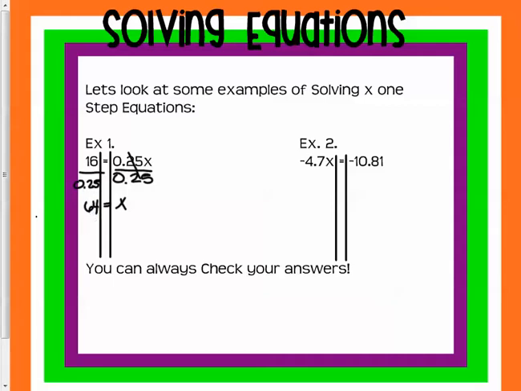Remember, we can always check our work. So if I take 25/100ths times 64, I get 16. So I know that this works.